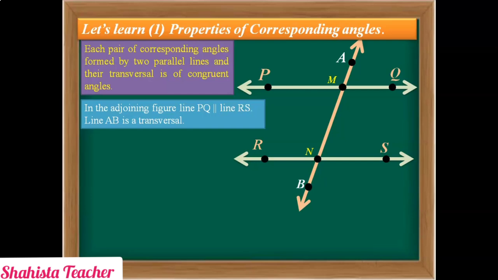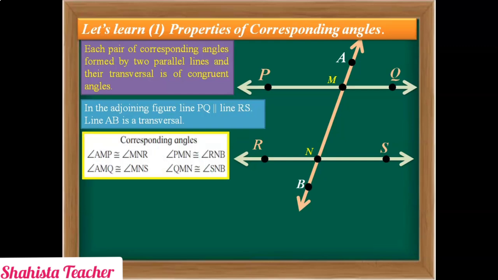Now we will see the pairs of corresponding angles. First, angle AMP is congruent with angle MNR. Here angles M, N and R are on the same side, same direction. AMP and MNR are both congruent, and it forms an F shape. See this? This is the shape of F. So it forms an F shape and it is same side, same direction.